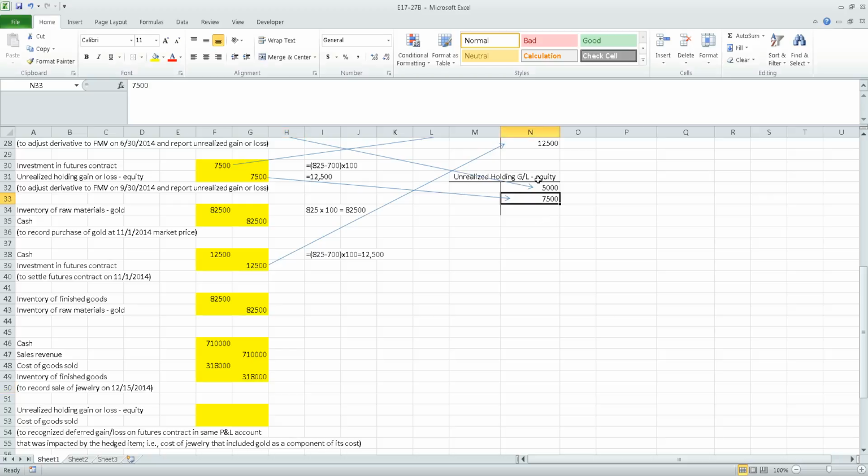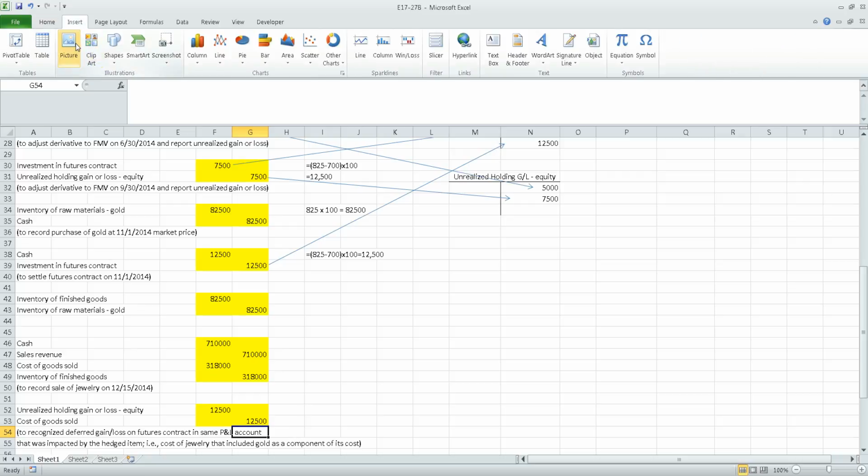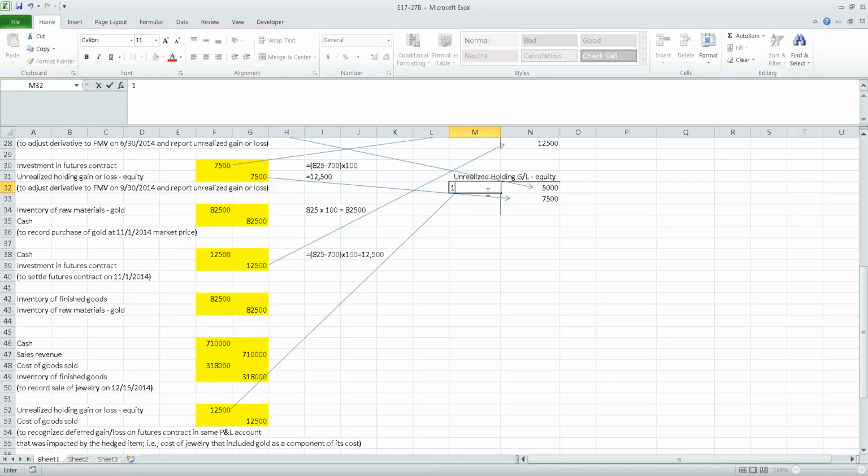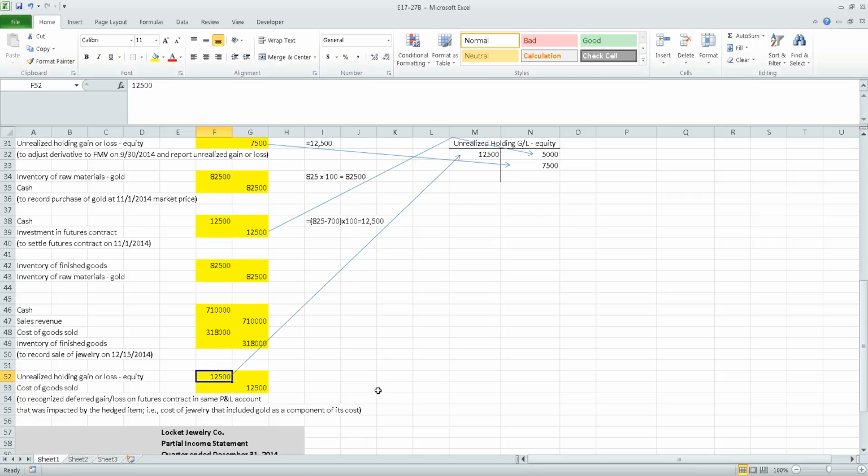Right now, this unrealized holding gain or loss - equity account has a balance in it of $12,500. So we're going to zero out that account by debiting that account and credit cost of goods sold $12,500. So the balance in the unrealized holding gain or loss account is zero following this journal entry.